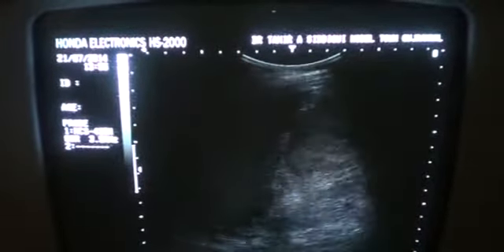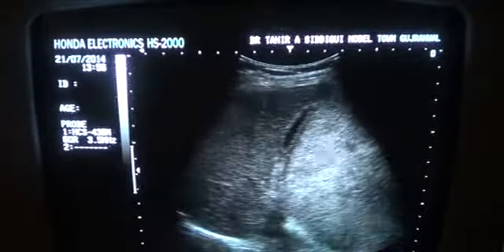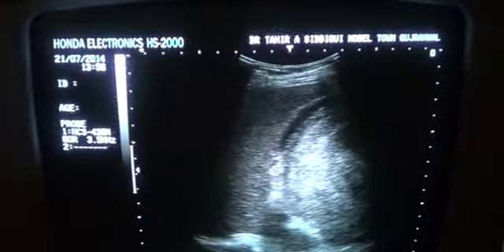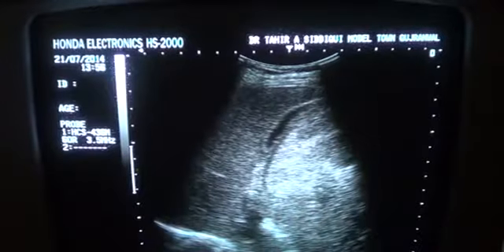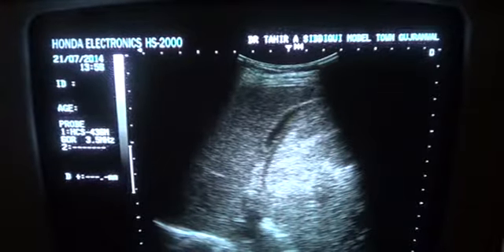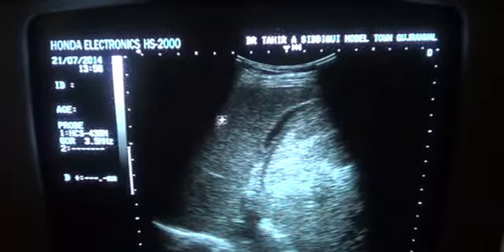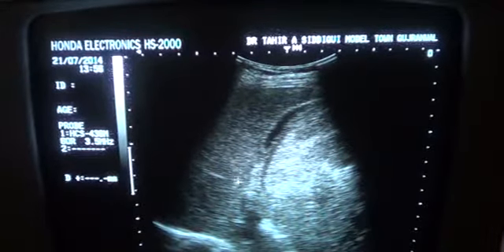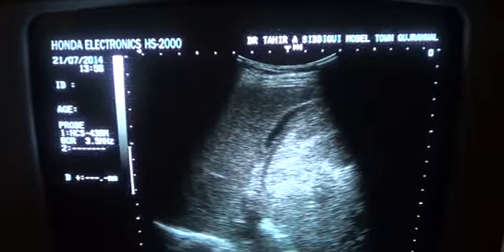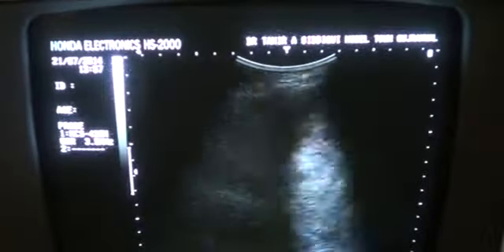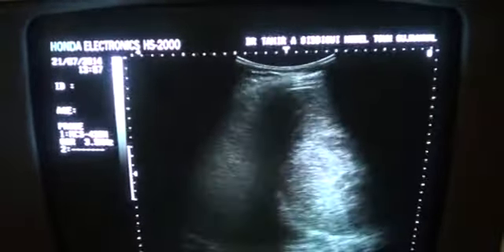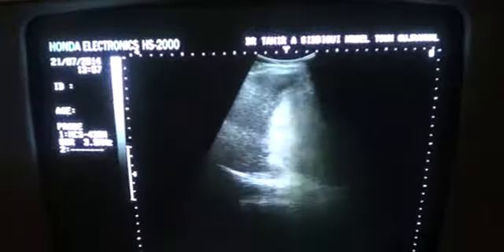Now this is the gallbladder. It has no relation with the gallbladder. We can see both anterior and posterior wall clearly. Gallbladder is normal. You can see that the outer surface of the liver is smooth. The right diaphragm is showing normalcy. No fluid is seen anterior to the diaphragm.